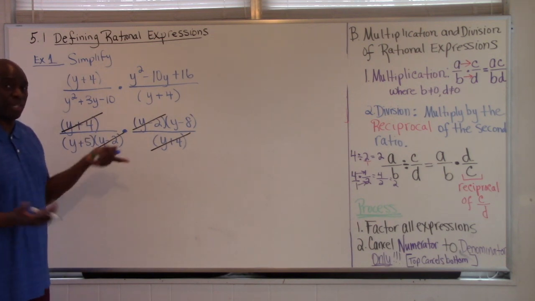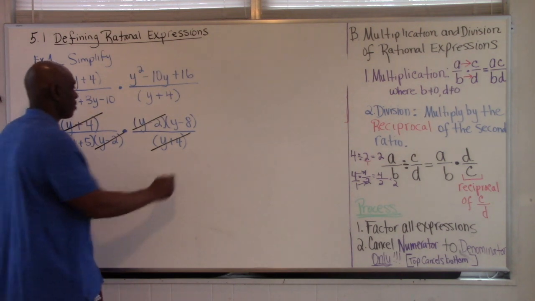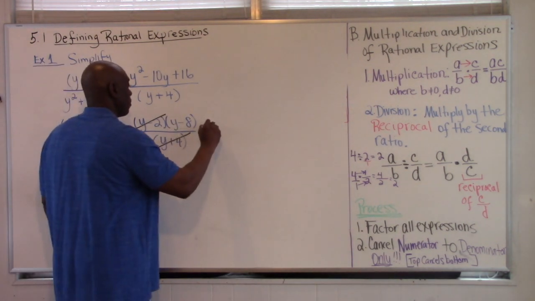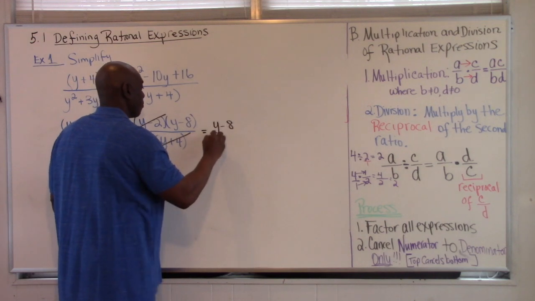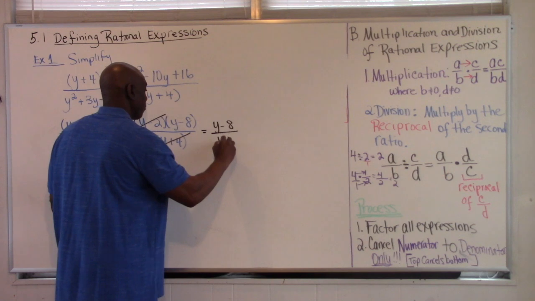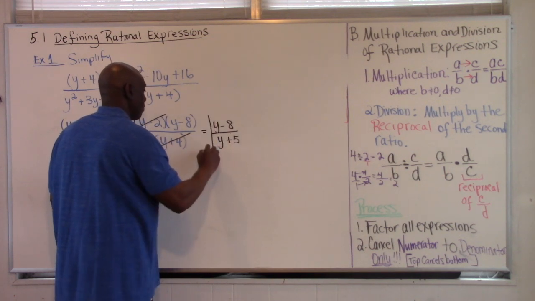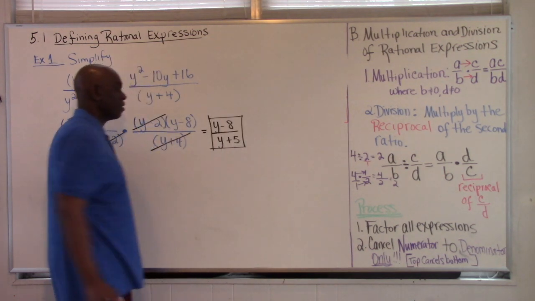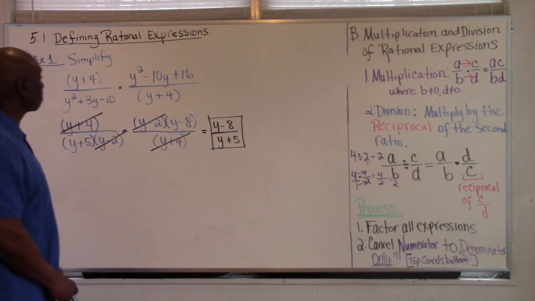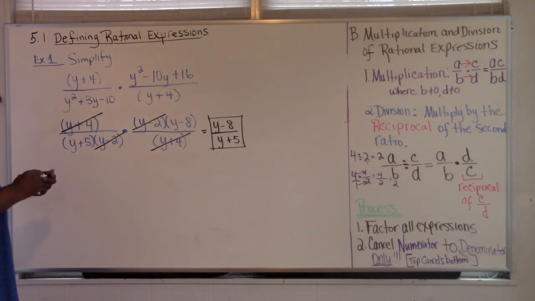Nothing left? Well, what's left over is the answer. So this is going to equal y minus 8 in my numerator divided by y plus 5 in my denominator. That's it. That's the answer, folks. That's how you do it. Okay? Let's look at another example.